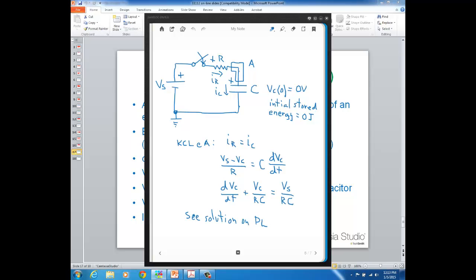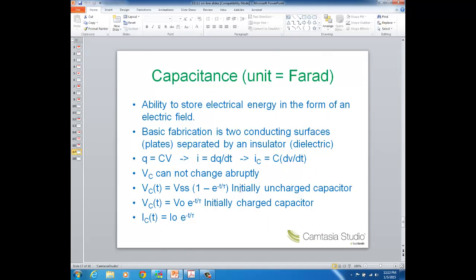But node A, which is equal to the voltage across the capacitor, is the voltage that's building up over time. So you've got a constant voltage on this side, and a voltage that's building up over time on this side. So the voltage difference across this resistor as time progresses is going to get smaller and smaller, and therefore its current is going to get smaller and smaller. And since this resistor is in series with this capacitor, the capacitor current will get smaller and smaller as time goes on. That explains this bullet here on our slide.